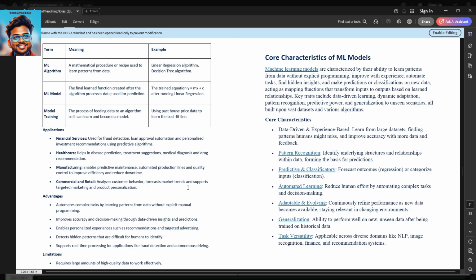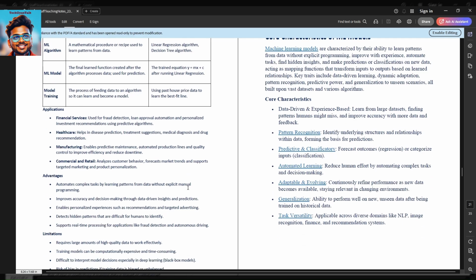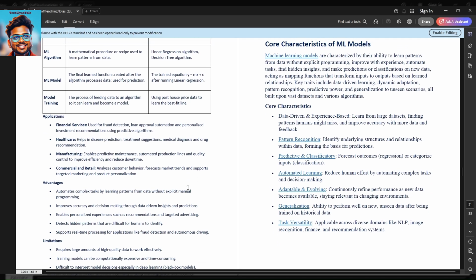Core characteristics are data-driven and experience-based: learn from large datasets, find patterns humans might miss, and improve accuracy with more data and feedback. Pattern recognition identifies underlying structures and relationships within data, forming the basis for predictions. Predictive and classificatory: forecast outcomes (regression) or categorize inputs (classification).